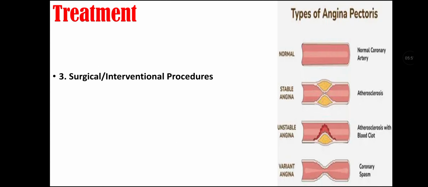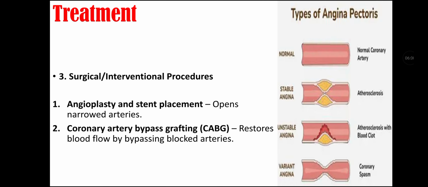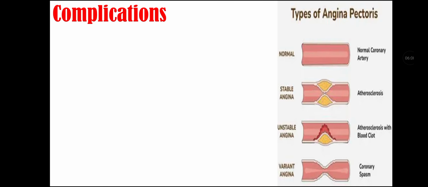The next type of treatment in angina pectoris is surgical or interventional procedures that include angioplasty and stent placement that open the narrowed artery. Second, we can do coronary artery bypass grafting that restores blood flow by bypassing blocked arteries.